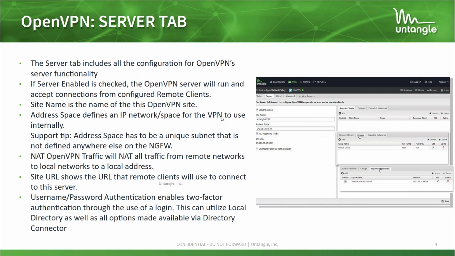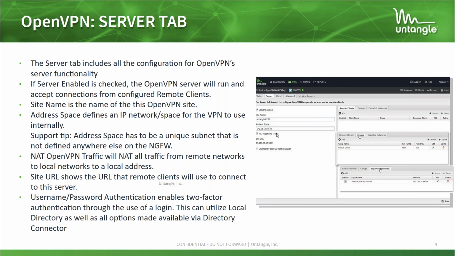Jumping right into the configuration of the OpenVPN app, the majority of what we're setting up is done in the Servers tab. The Server tab includes all configurations for every function of OpenVPN itself. Once the server enabled checkbox is turned on, OpenVPN server will run and accept all incoming connections from any remote client that's configured to connect to this device. The site name field is the name that's applied for this specific OpenVPN server. This is automatically generated when you install the app, but you can change the name to whatever you want. If you have multiple OpenVPNs acting as servers, just keep in mind that they do have to be unique names, because this is what's used by the VPN client to identify which Untangle server it's connecting to.